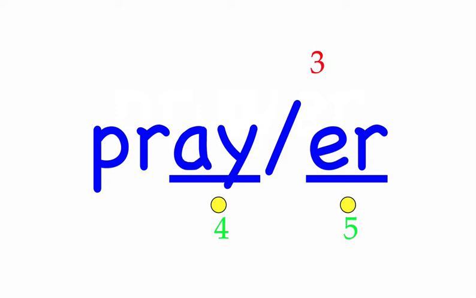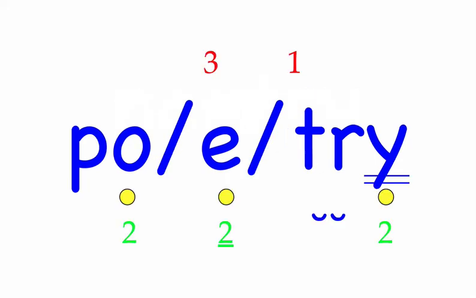Poetry. She writes beautiful poetry. Poetry. First syllable po, two sounds. P, o. Tree, one sound. T, r, e. Tree. Mark the word.